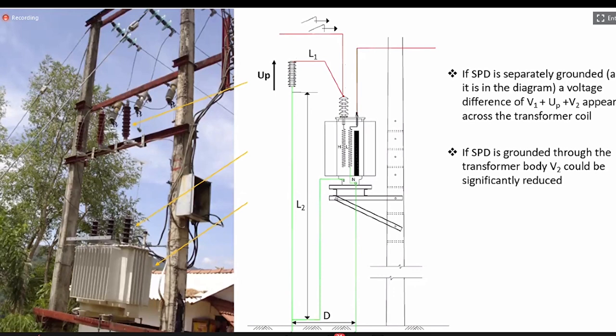And on the other hand, usually due to the unbalancing of the loads, there can be a sizable neutral current flowing into the earth. And due to that, there can be a fairly large sustained overvoltage appearing at the neutral earth. When we connect the two, the transformer body will be lifted to that neutral voltage. And that may be harmful to the workers, not only workers.